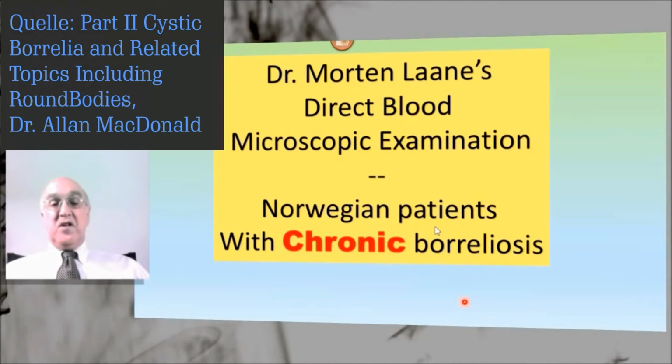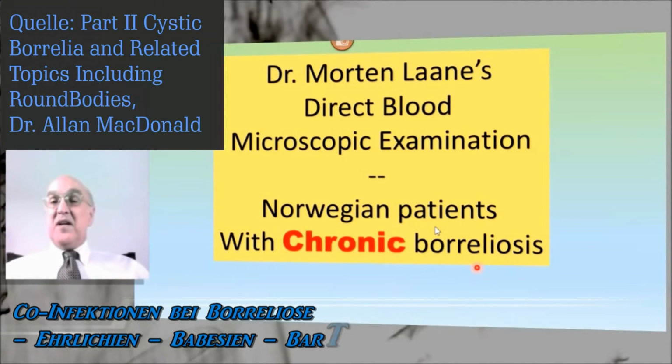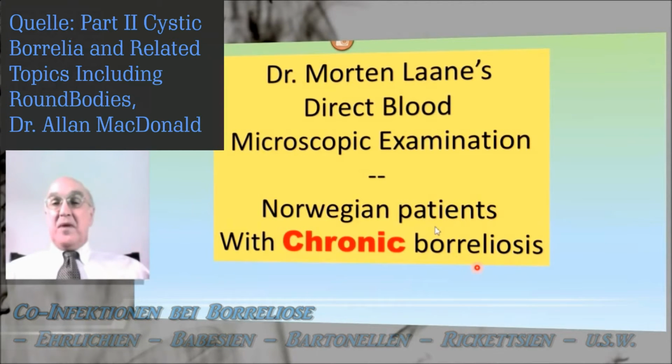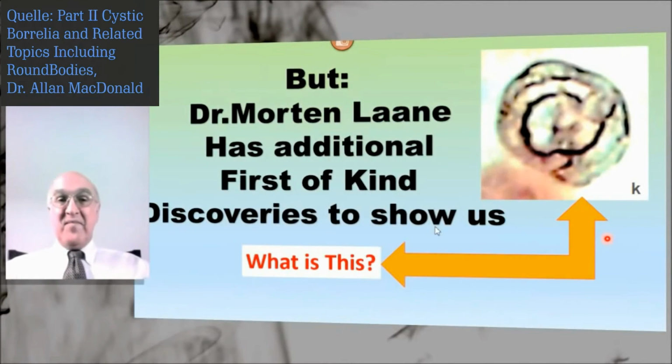They will, in certain cases, develop Borrelia infections of the European type. And they may develop co-infections like babesiosis or bartonellosis or ehrlichiosis or anaplasmosis. And so the patients may have multiple parasites in the blood. Dr. Lani is interested in looking at their blood and seeing if he can make a diagnosis to help with the patient diagnosis and management.